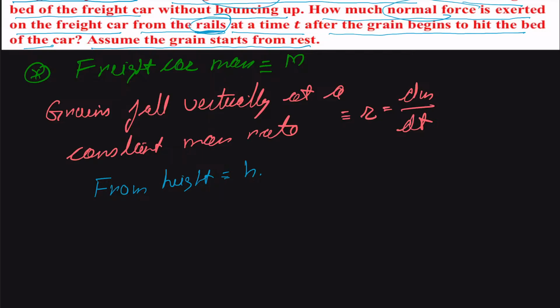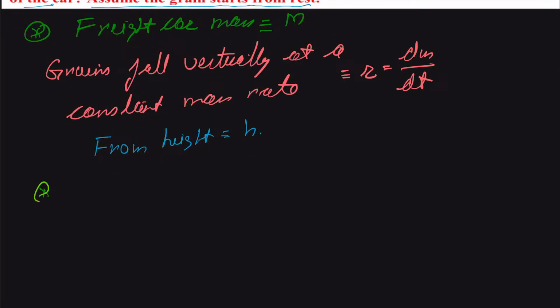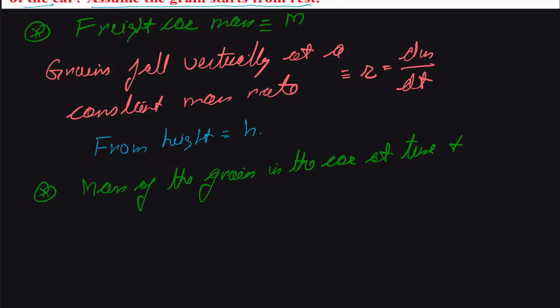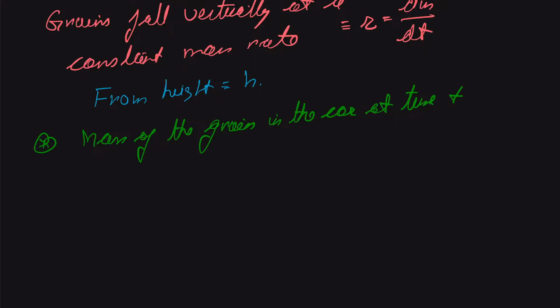First of all, we are going to find out the mass of the grain in the car at time t, and we are given that it is falling at a constant rate R. Therefore we can write that the mass at time t will be equal to m of t, and that is equal to R multiplied by time t.